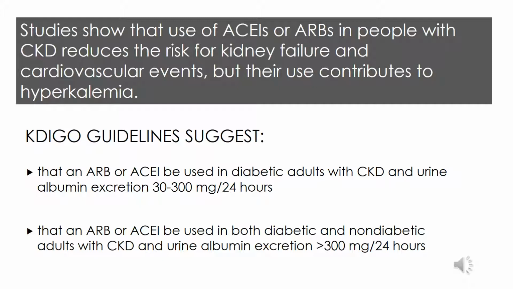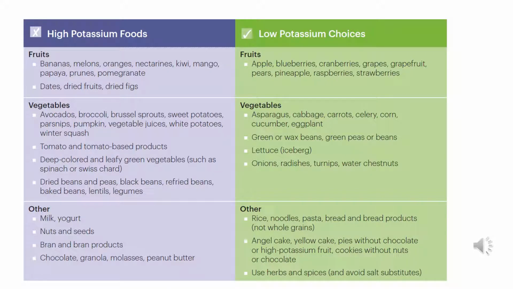We also want to use an ACE or an ARB in patients with diabetes or non-diabetic patients with chronic kidney disease when their urine albumin is greater than 300. And you'll note neither one of these says that a patient actually has hypertension. These are renal protective drugs. So as you place your patient on an ACE inhibitor or an ARB, you may want to consider checking the electrolytes a few weeks after you start to make sure that they aren't developing hyperkalemia, specifically the patient that has some chronic kidney disease.